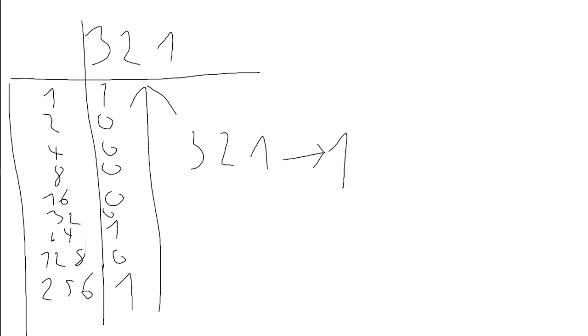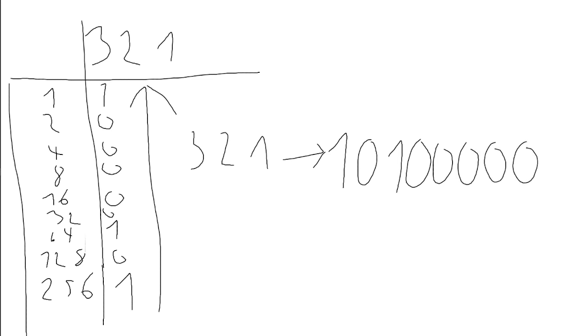Use 256 once, then it's 0, then it's 1, 0, 0, 0, 0, 0, so 5 zeros, and then one last digit of 1. So this is the number 321 converted to binary form.